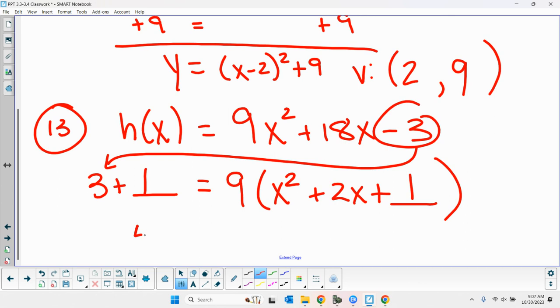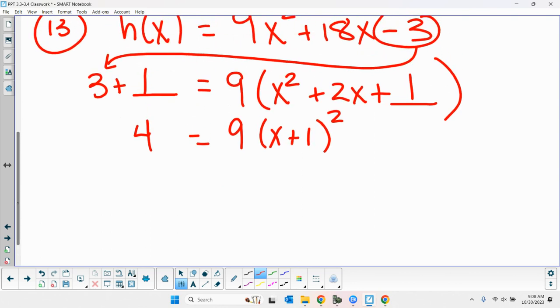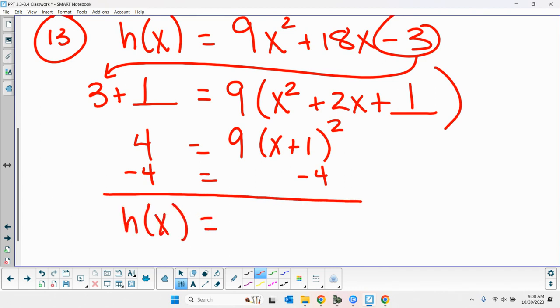So this is a 4. Over here, just keep the 9. Square root of x squared is x. The b has a plus in front of it. The square root of 1 is 1. And then I have to bring the 4 back over. Remember, we're just rewriting it in vertex form. We're not solving it. This one was h of x, so that's why I'm writing that. So now it's in vertex form.